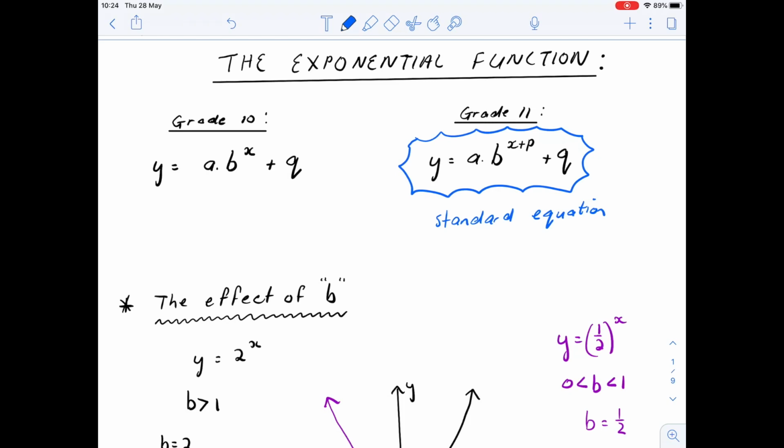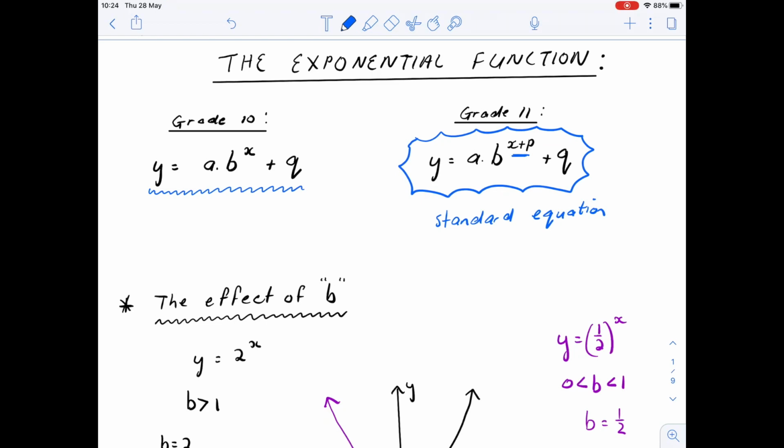So in grade 10, you dealt with this as your standard equation. And now in grade 11, you're going to deal with this one on the right here. The only difference you'll notice is that we've now got a plus p, which is an indication of a shift to the right or to the left. But we'll talk about that a bit later.